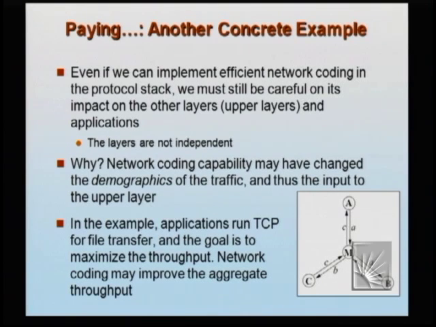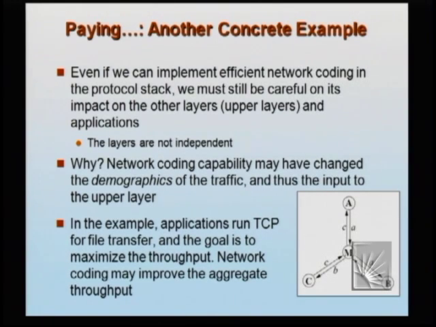Okay. Now let's look at one more example. This coding has other problems. But even if we can implement an efficient network coding scheme and fully exploit the benefit of improved capacity, we still need to care about its impact on the other layers, especially the upper layer, where the previous example actually already shows this point, right?